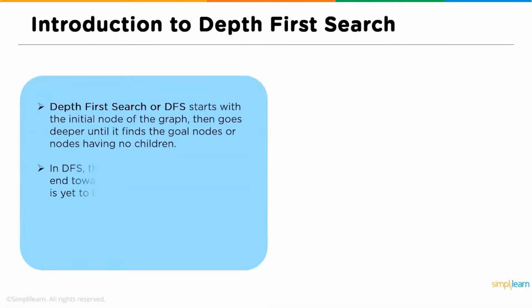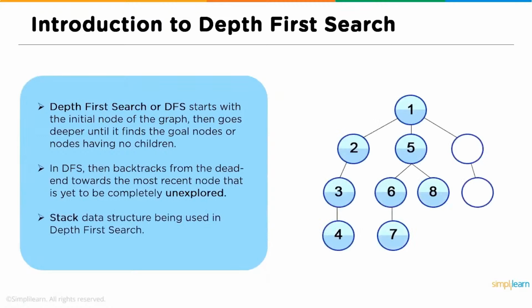So what is depth first search? So basically, depth first search is an algorithm for traversing or searching tree or graph data structures. The algorithm starts at the root node, selecting some arbitrary node as the root node in the case of a graph, and explores as far as possible along each branch before backtracking.